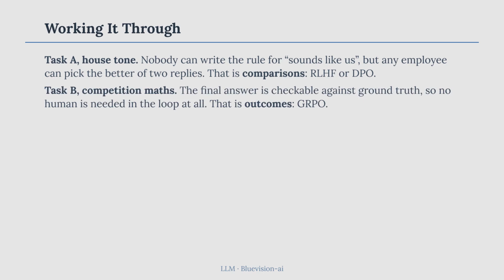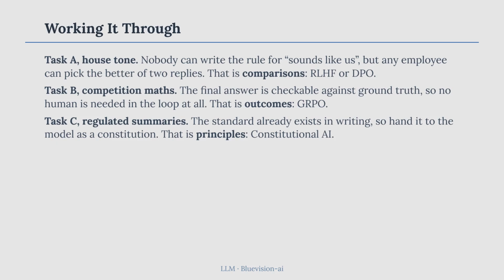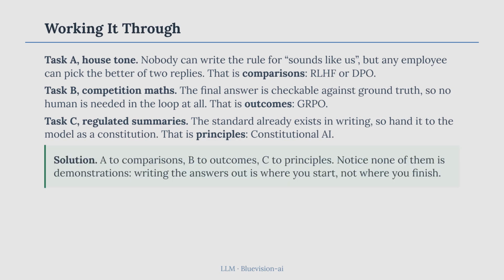Task B, competition maths. The final answer is checkable against ground truth, so you don't need a human in the loop at all, and you shouldn't pay for one. That's outcomes, GRPO. Task C, the regulated summaries. The standard already exists, in writing, published. So hand it to the model as a constitution. That's principles, constitutional AI.